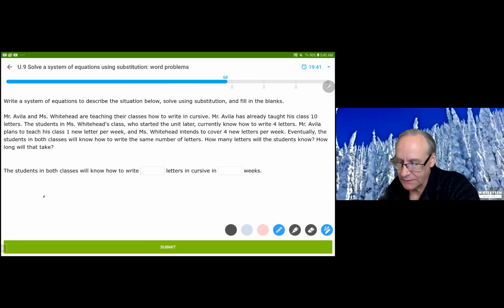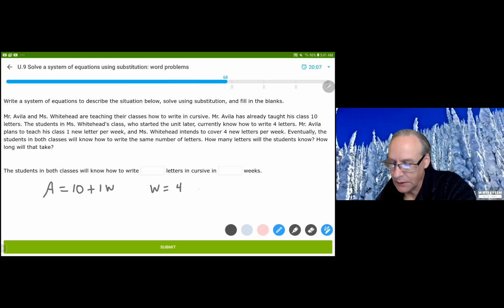So this is going to be the number of letters that Mr. Avila's class knows, and it happens to be 10 plus 1 each week. And then Miss Whitehead's class knows 4 and plans to cover 4 each week. So we want to know, when will they know the same number of letters?